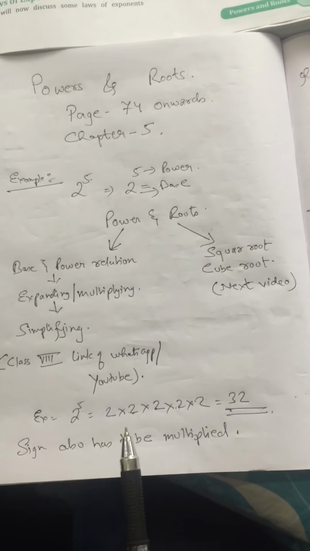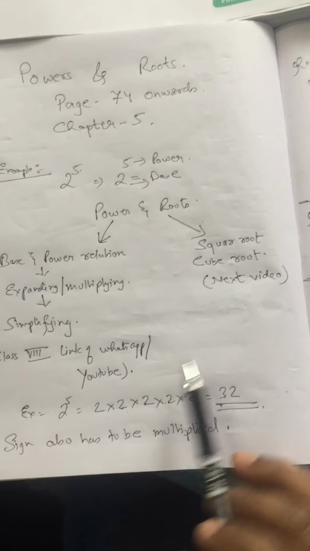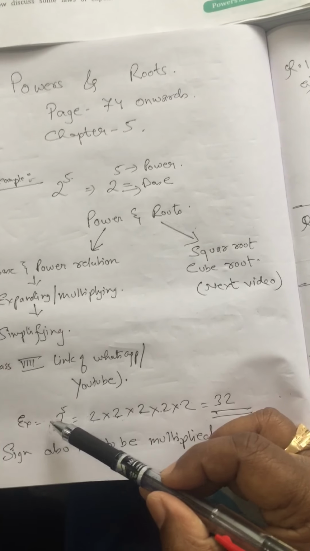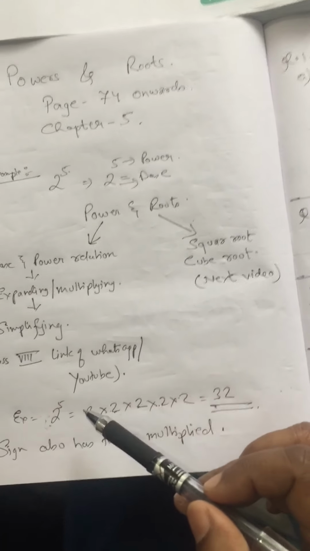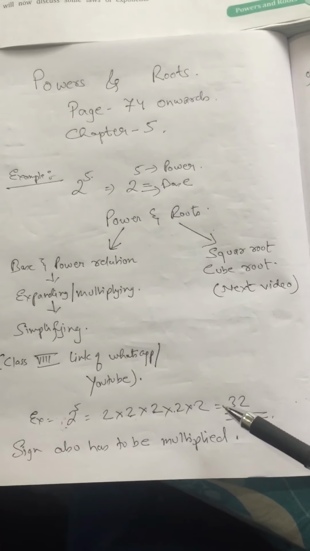But remember, in this process, since here 2 does not have any sign, that means a plus sign is there, and the sign is also getting multiplied 5 times.